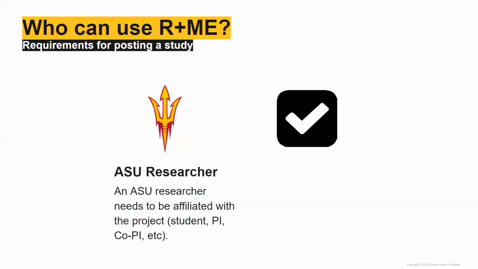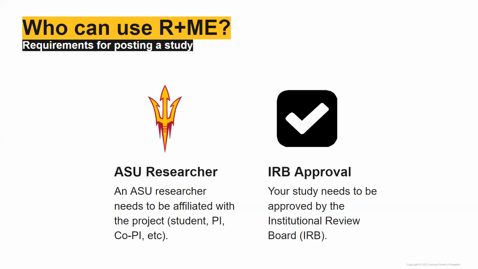Now, the functionality of Research Plus Me. There are 2 requirements to post your study on Research Plus Me. 1, you have to be an ASU researcher. However, it does not matter what your title is. You just need to be an ASU affiliate. So student, PI, co-PI, undergraduate student in the honors college, etc.